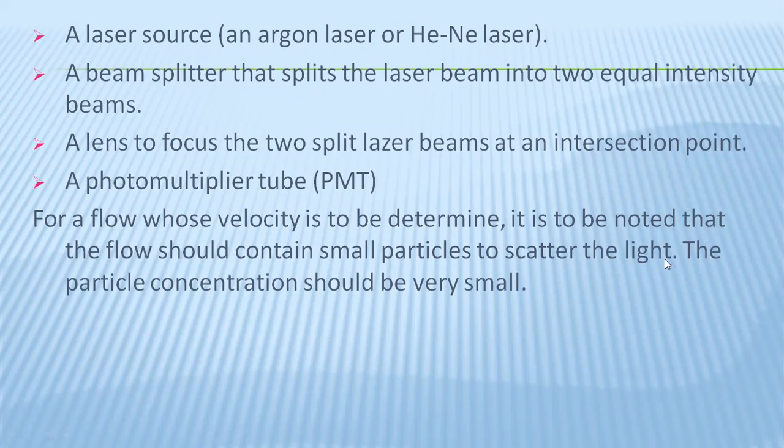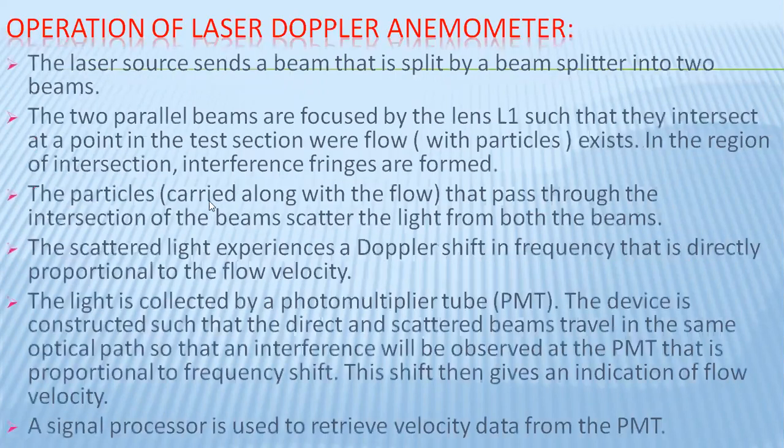It is to be noted that the particles in the flow scatter the light on the object, so the particle concentration should be very small. So what is the operation of the laser Doppler anemometer? The laser source sends a beam that is split by a beam splitter into two beams, and the two parallel beams are focused by the lens L1 such that they intersect at a point in the test section where flow exists with particles. In the region of intersection, interference fringes are formed.